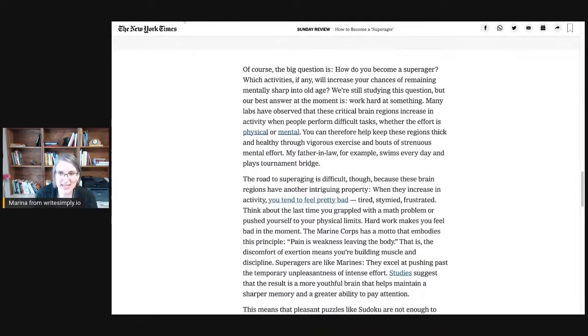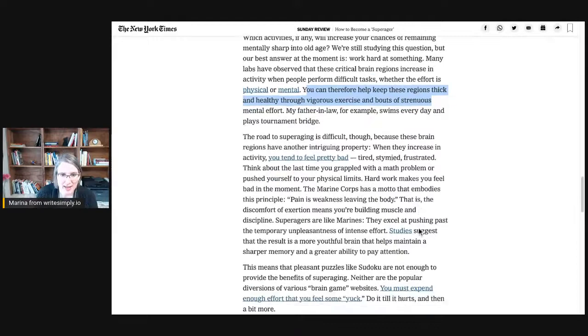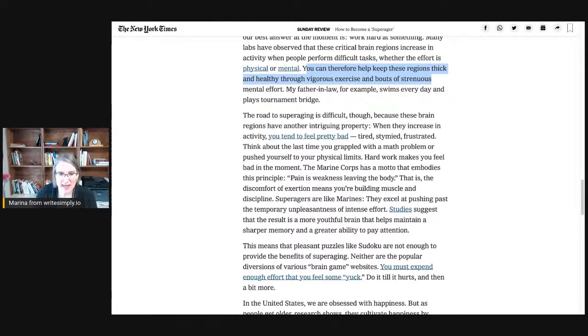The big question is, how do you become a superager? So this is opinion based on facts, based on scientific studies, evidence, and observation. Because the observation, her father-in-law swims every day and plays a bridge tournament. So you can keep these regions thick and healthy through vigorous exercise and bouts of strenuous mental effort. So she's saying that, and then she's going to back that up. And again, you can see the blue. Anytime there's the blue link, she's linked out to something.